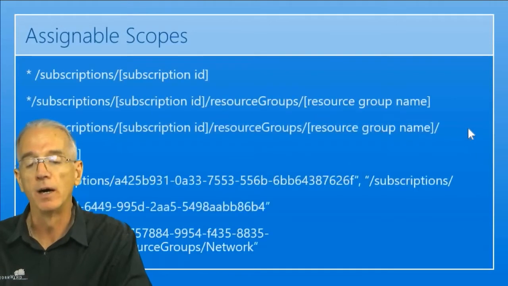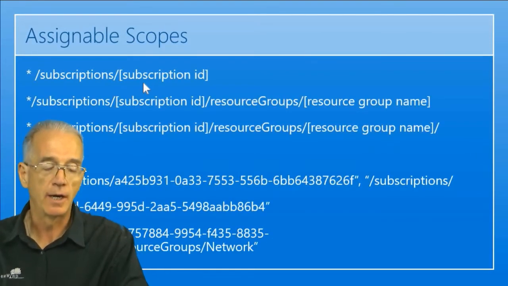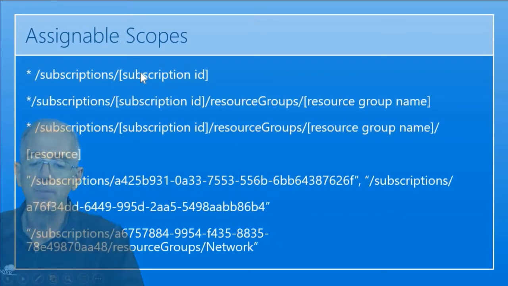All right, now assignable scopes, you can do it off of an individual subscription, or I could put a subscription ID and a resource group inside of there. Here we have a subscription, the subscription ID, the resource group, and then all the way down the resource group name and the resource. So you can specify all the way down. Now this is what it looks like. So for the subscription, that would be the subscription ID.